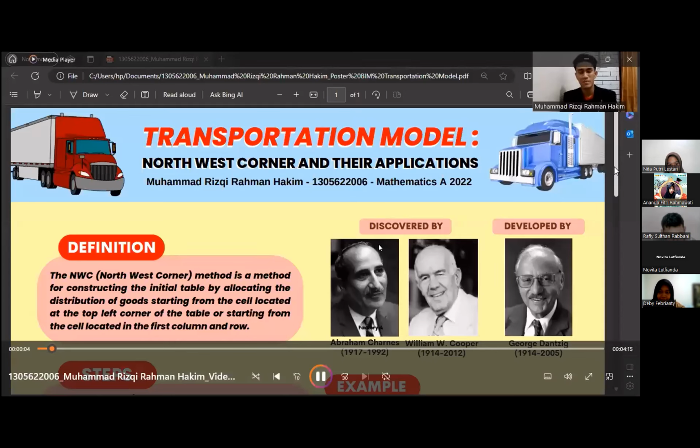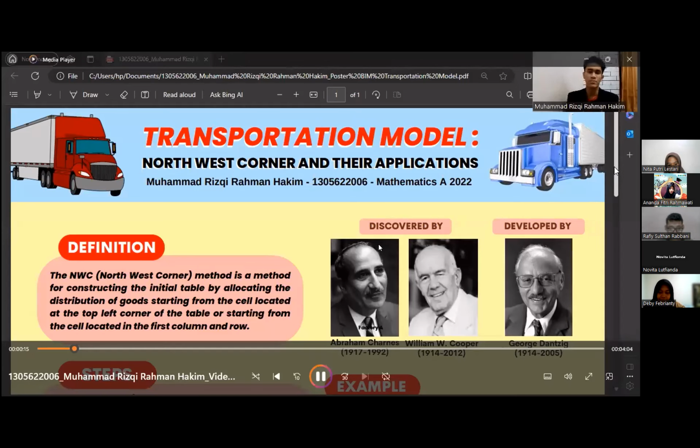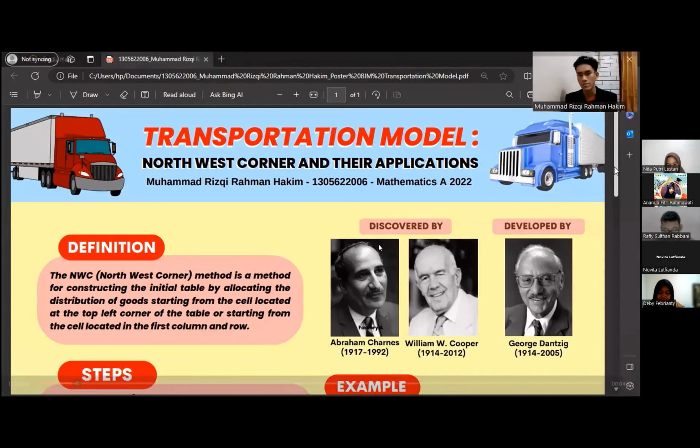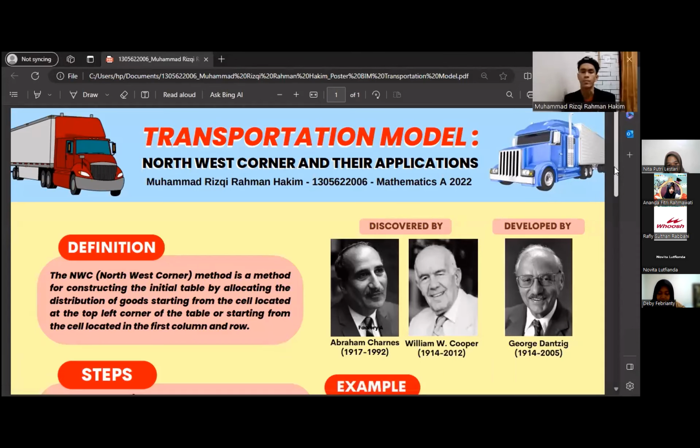Assalamualaikum warahmatullahi wabarakatuh. Hello everyone. Let me introduce myself. My name is Rahman Hakim, and you can call me Rizky. I'm from the Mathematics Study Program, State University of Jakarta. On this occasion, I will share a little knowledge related to one of the submaterials in mathematics, namely the transportation model with the northwest corner method.